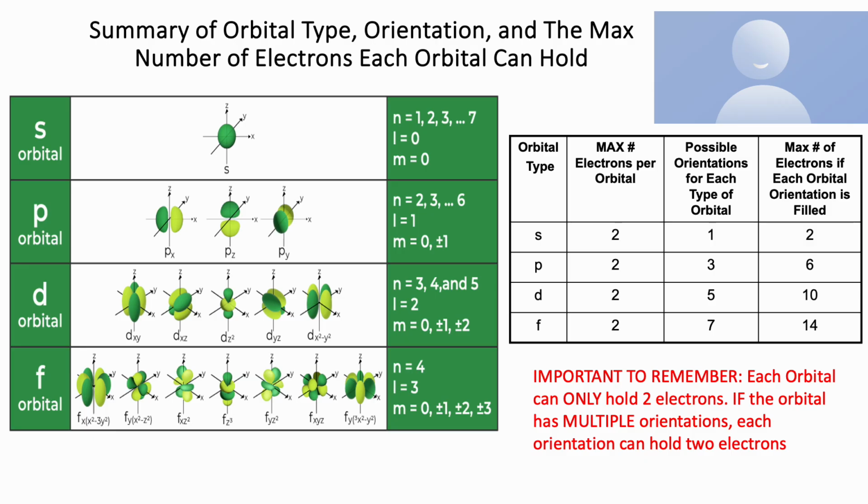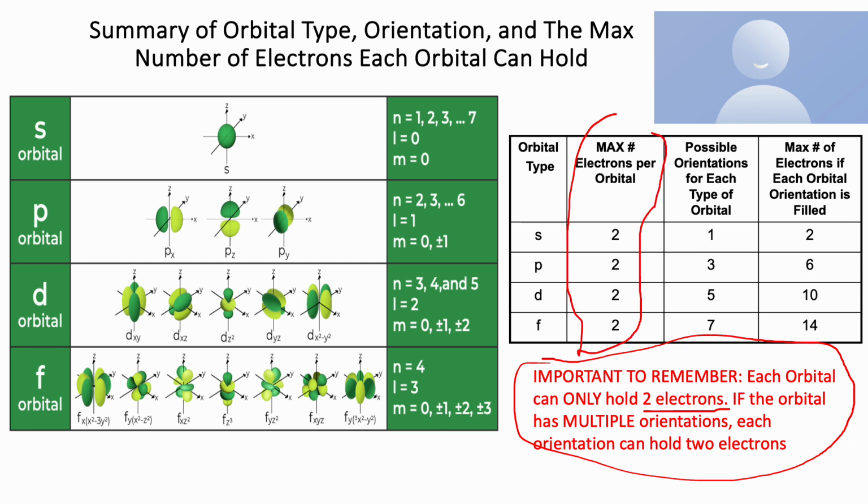So we're going to do a summary page. We're not done with our quantum numbers. We have one more to talk about. But before we talk about that, we're going to talk about just our summary page here. This is really important to know right here. Each orbital can only hold 2 electrons. So right here, your max number of electrons per orbital is always going to be exactly the same. So in your quantum model, it's going to be 2 electrons per orbital.